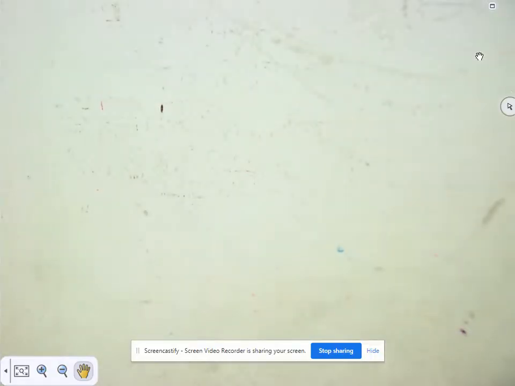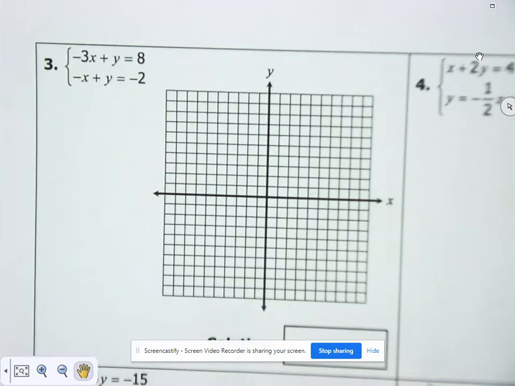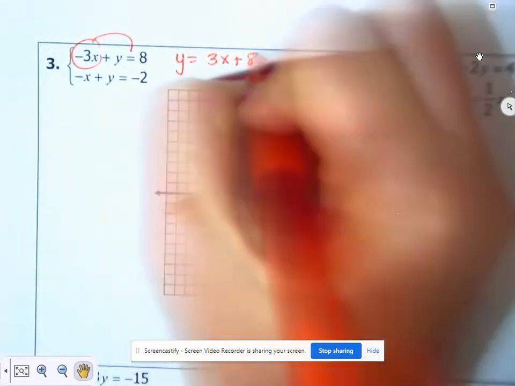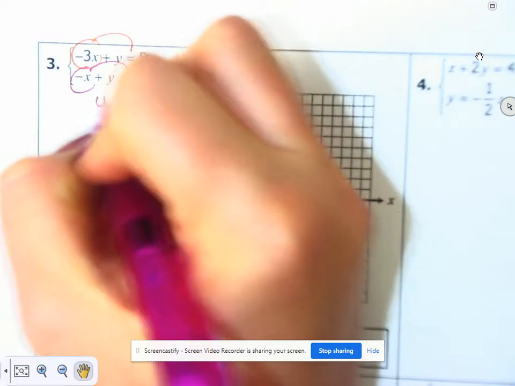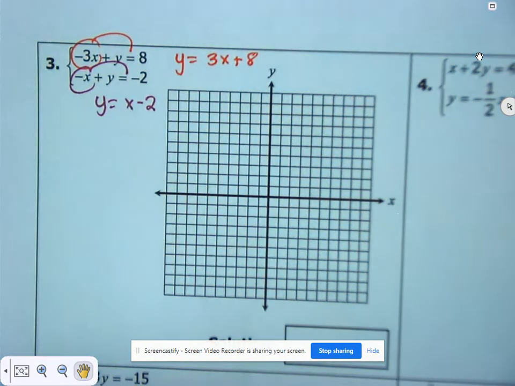All right, now number 3 is where we get started with ones that are not in slope-intercept form. So we've already done this before. Y'all know how to rearrange these. We're going to move our x. So it's going to be y equals positive 3x plus 8 for that one. And then for this one, same thing, move our x, and that's y equals positive x minus 2. So now we're going to graph those separately.